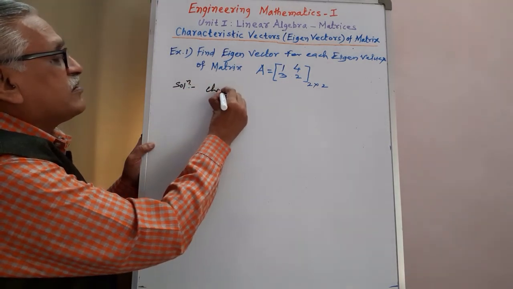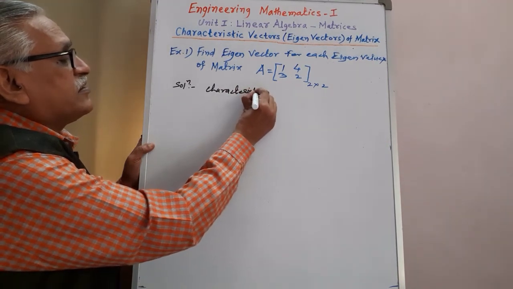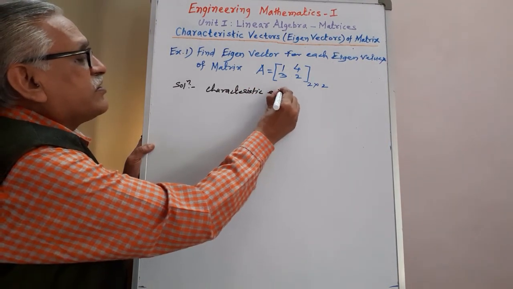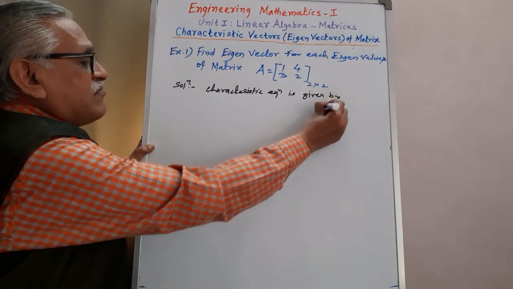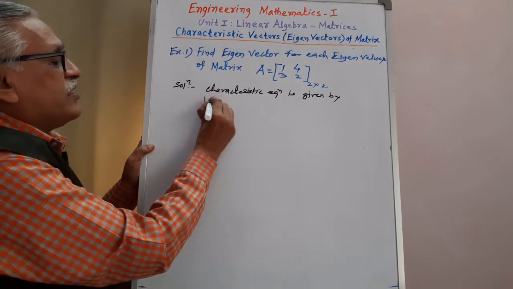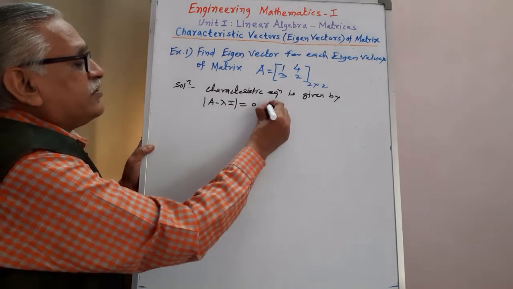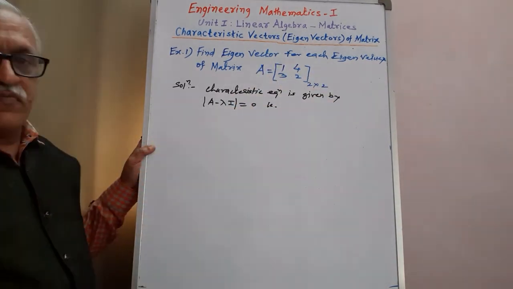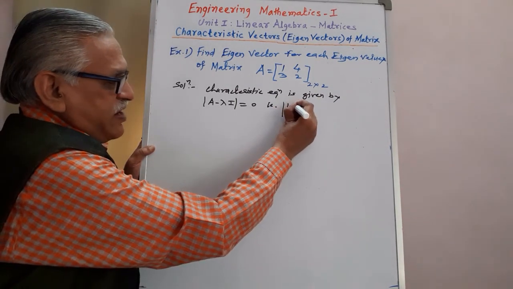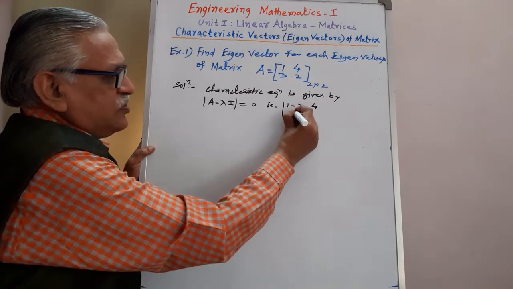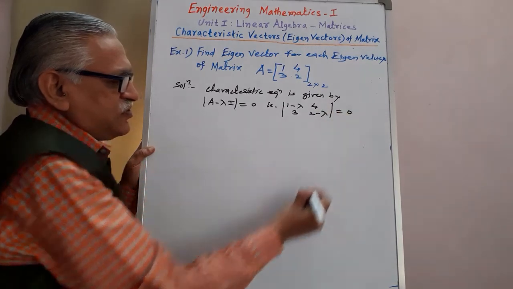First step, the characteristic equation is given by determinant of A minus lambda I equals 0, that is, subtracting lambda from the principal diagonal elements, we get the determinant 1 minus lambda, 4, 3 and 2 minus lambda equals 0.